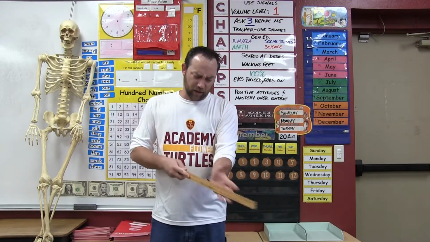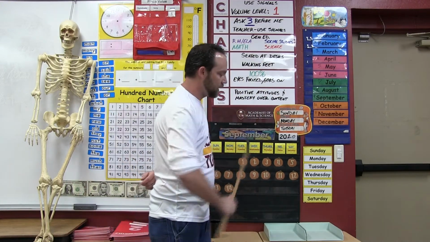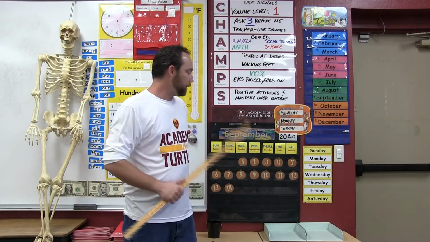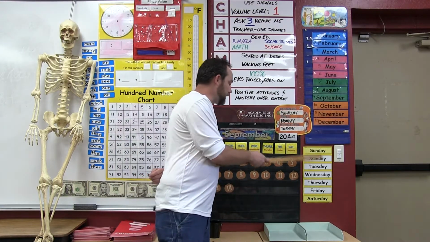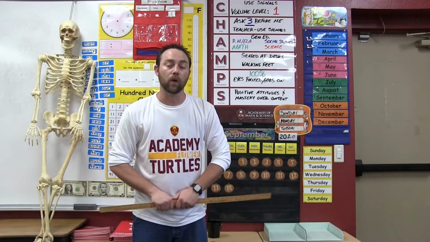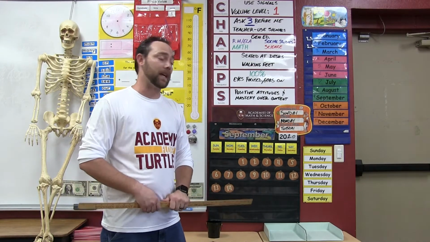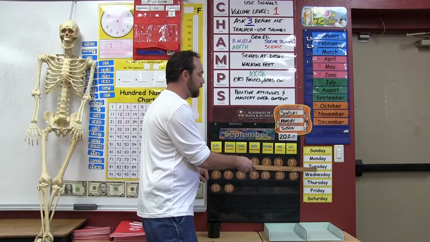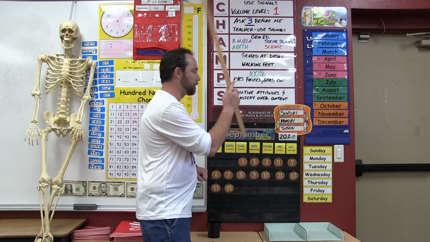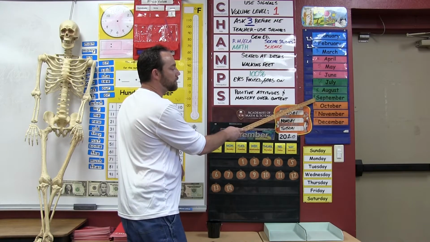Oh, very good, guys. Round of applause. Yes, we just did our 12 months of the year and our 7 days of the week. If you remember, Sunday and Saturday are 2 days that we do not go to school. We normally only go to school 5 days out of those 7 days, and those days would be Monday, Tuesday, Wednesday, Thursday, and Friday. As far as our month goes, we are in the 9th month of the year, and that would be September.